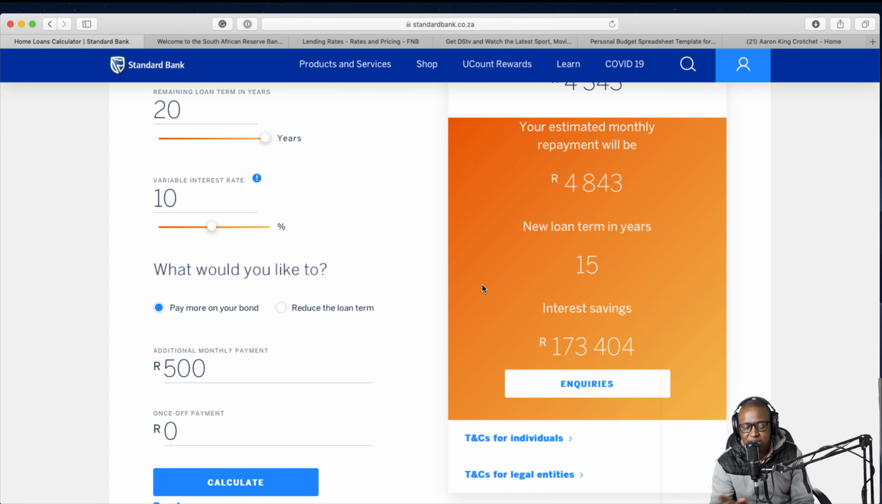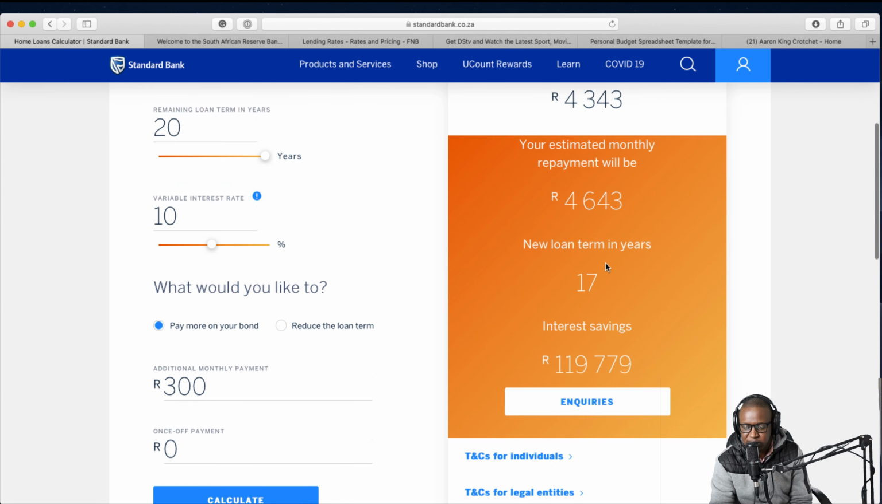Like I'm saying, it doesn't have to be much. Even 300 rand makes a difference. Let me show you that. An extra 300 rand will reduce your term by 3 years. But also remember that it varies per the value of the bond. But you can use this calculator to check on what you can save.